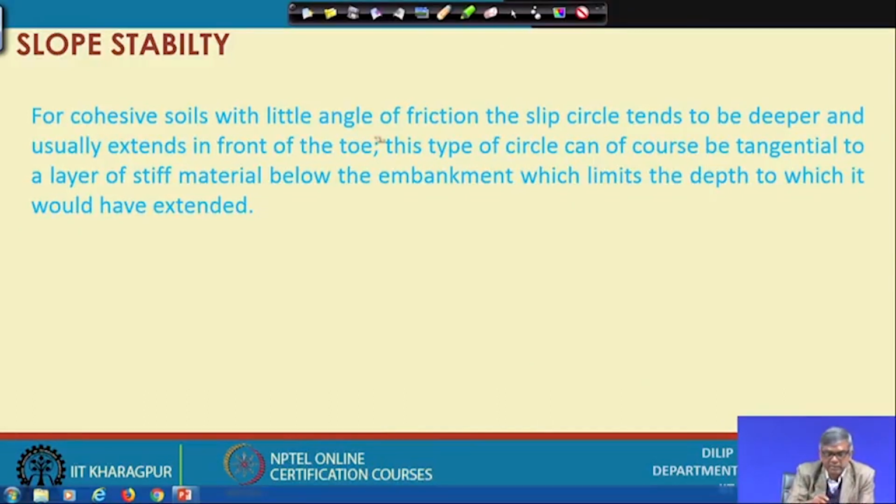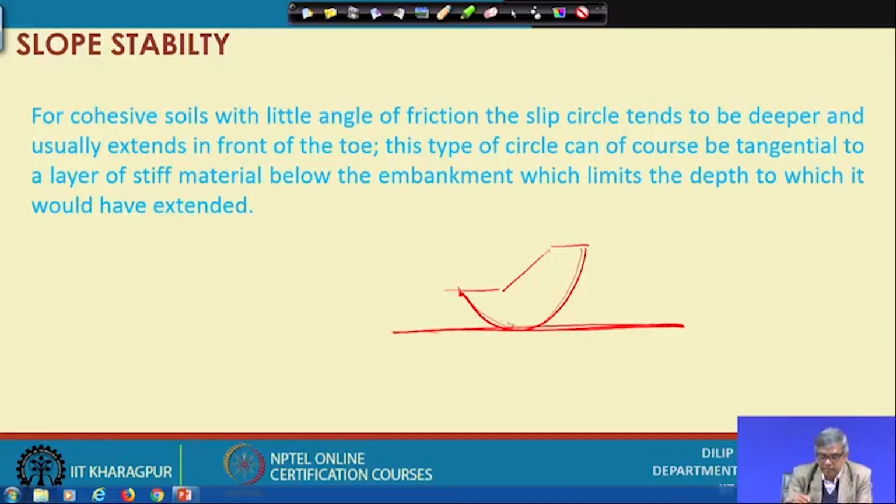For cohesive soil with little angle of friction, the slip circle tends to be deeper. That means, if there is a slope here, generally it will be something like this, it will go deeper. It usually extends in front of the toe, that means it will go beyond that. So, it will go deeper and finally it will reach here. This type of circle can of course be tangential to the layer of steep material. That means, if there are 2 layers, it goes deep, but it cannot go deeper if there is steep material; instead it will be tangential to that. So, I will show that in the next slide.